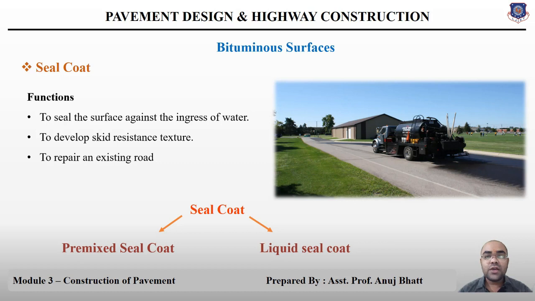I hope students you understand this topic very thoroughly. In this lecture we have learned stabilization, which has two methods, lime stabilization and cement stabilization. After that we learned about bituminous surfaces. We have talked about three bituminous surfaces: first is the prime coat, the second is the tack coat, and after that the seal coat. The seal coat has two different types: the premixed and the liquid seal coat.